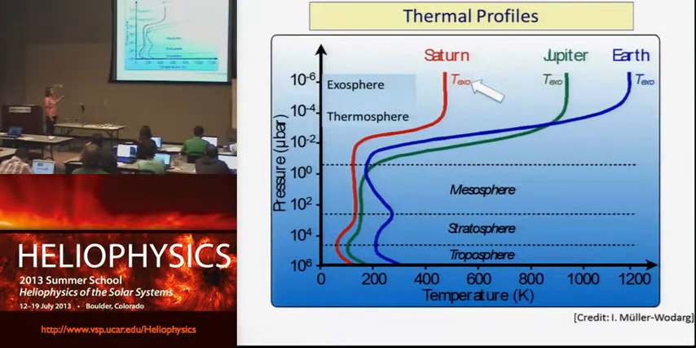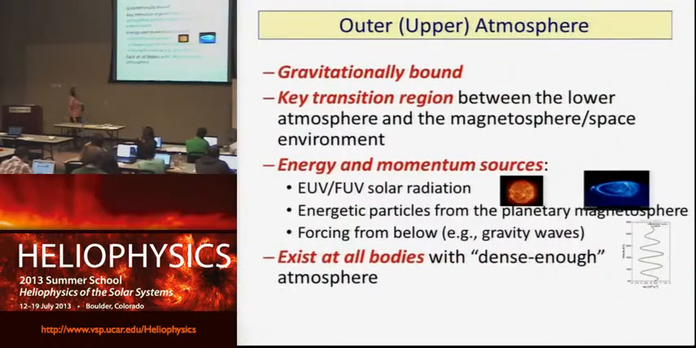And the exosphere, where the temperature is more or less constant, and we refer to the exospheric temperature. That's the typical temperature in this region. So constant temperature. We'll come back to that later on. The upper atmospheres are gravitationally bound. I mean the atmospheric atoms and molecules are bound to the planet gravitationally. It's a key transition region between the lower atmosphere and the space environment, especially the magnetosphere in the case of the outer planets.